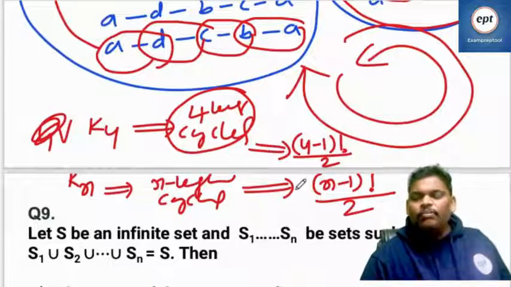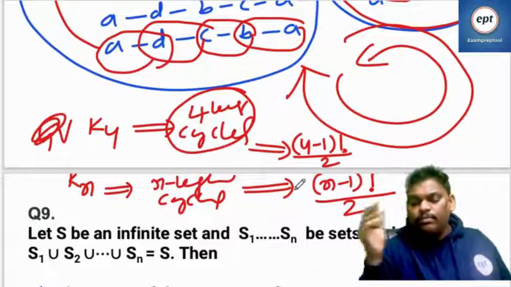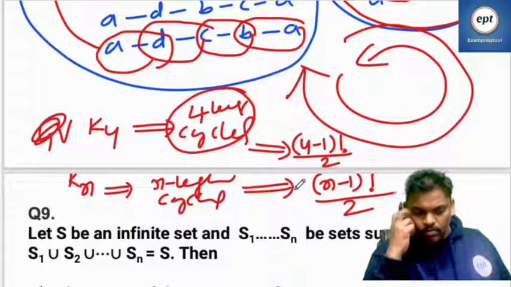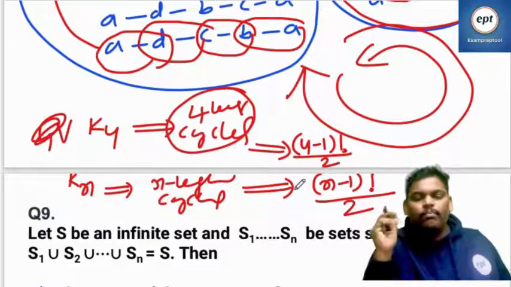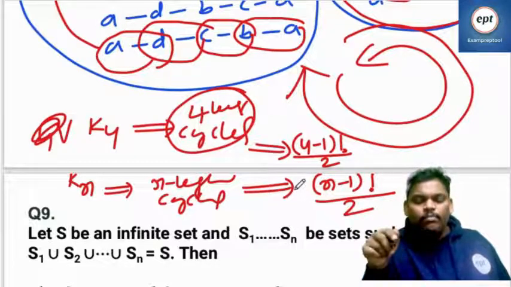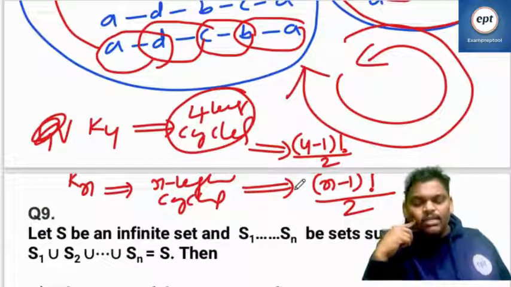If you don't write by 2, you are counting the same thing. Anti-clockwise is also one cycle, clockwise is also one cycle. No, 2 cycles are different only if at least one edge differs. One new edge should come. You cannot write the same thing in another order, or in the reverse order.